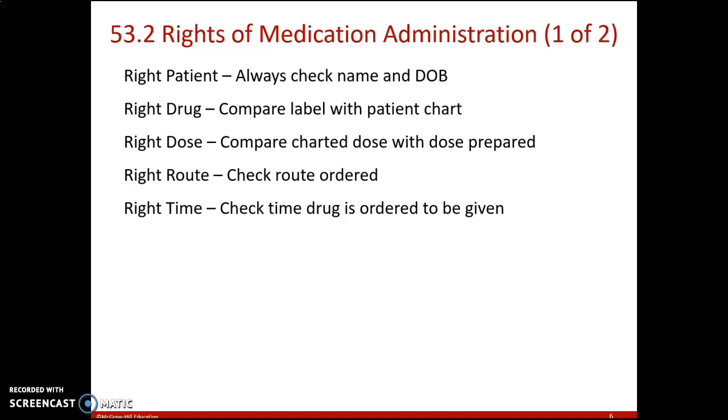So the right to know and the right to refuse, patients should be educated about the medications they're receiving, and they always have the right to say no. The right technique is also an extra one that they included. So sometimes that may come into play, sometimes it may not.